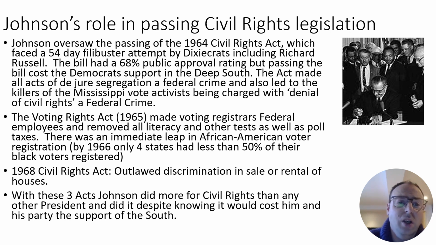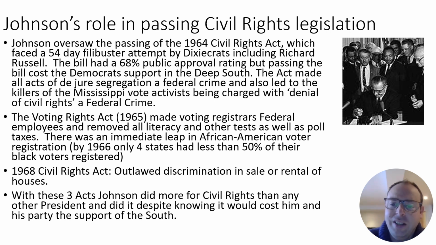The act made all acts of de jure segregation a federal crime, and also led to the killers of the Mississippi Vote activists I mentioned earlier. They were tried in federal court with denial of civil rights, which was a federal crime. Again, terrible, sad things about this. It showed that really the state courts couldn't be relied on. The state systems couldn't be relied on.